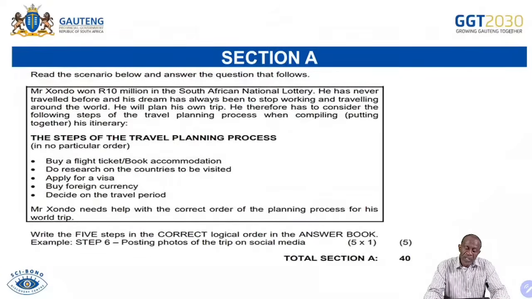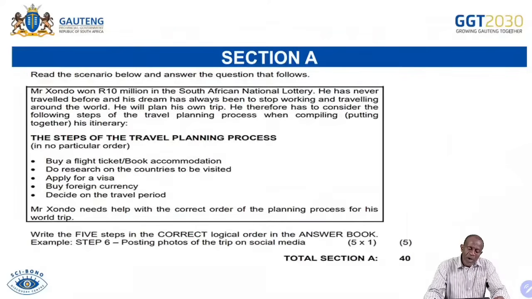As we further move to explain section A, it says, read the scenario below and answer the questions that follow. Mr. Kondo won 10 million in the South African National Lottery. He has never traveled before, and his dream has always been to stop working and travel around the world. He will plan his own trip. He therefore has to consider the following steps of the travel planning process when compiling or putting together his itinerary.